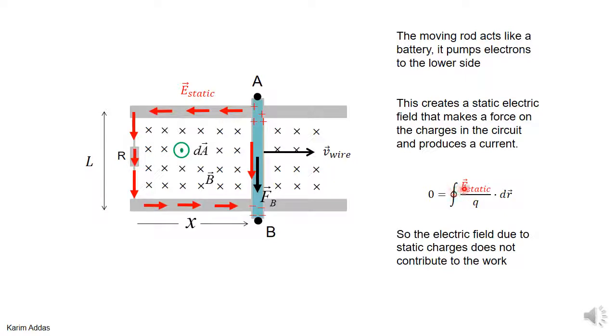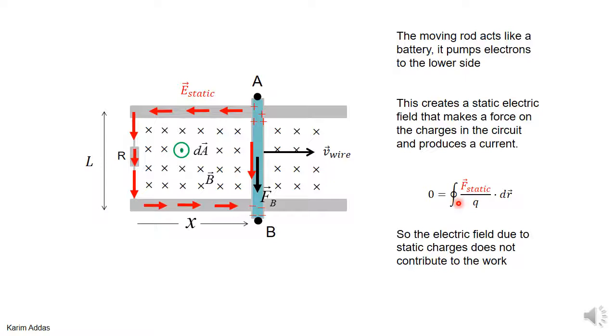F static over Q is E static. If you take the integration of E static dot dr over a closed loop, you always get zero, because the static electric field is a conservative electric field. The electric field due to static charges doesn't have a nonzero closed loop integral. We discussed this before many times.